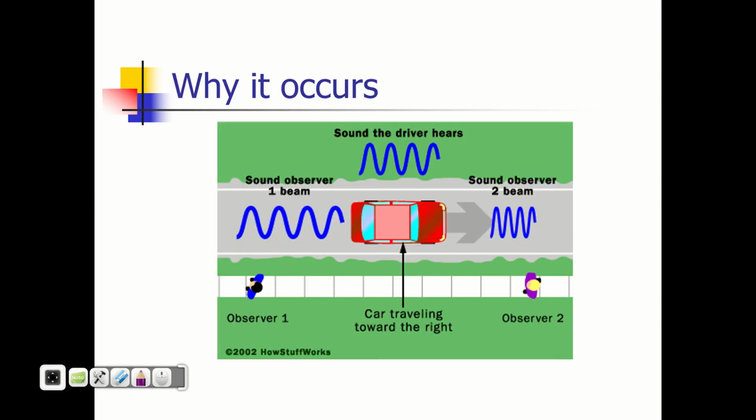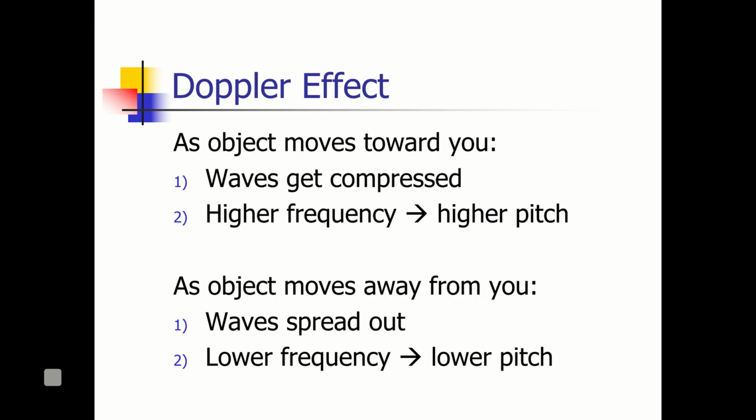All right, so again, this is just another good picture of it. Person in front of the car would hear a higher pitch, person behind the car would hear a lower pitch. That's the sound at racetracks and stuff like that. For you in the car, you don't hear any change because you're moving with the sound. You're moving with the car itself, so you don't hear any difference. So again, as the object moves towards you, the waves get compressed. You'll hear a higher frequency, a higher pitch. As the object moves away from you, waves spread out, lower frequency, lower pitch.